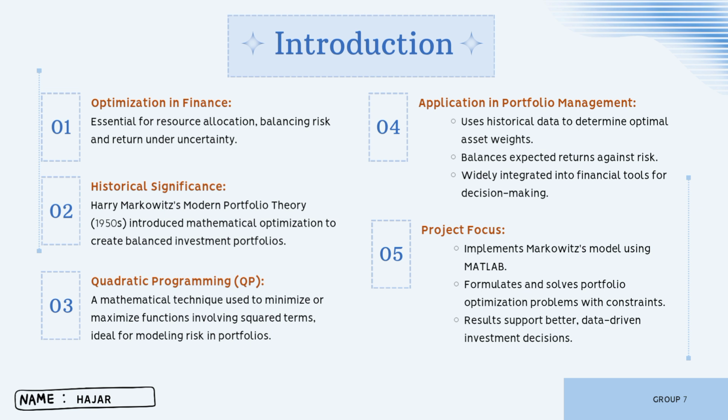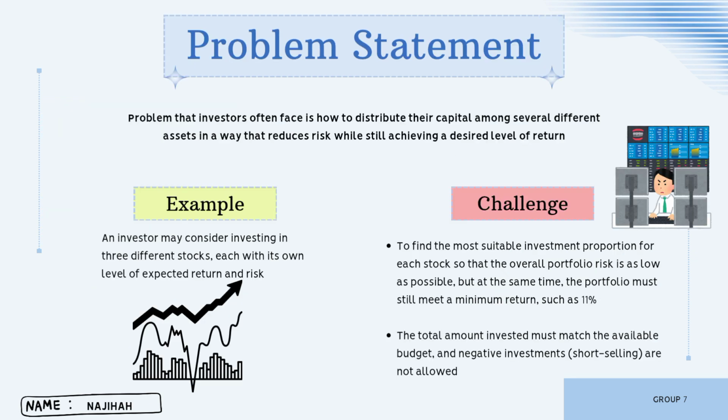We formulate and solve portfolio optimization problems with specific constraints, such as budget limits or restrictions on negative investment. So the results demonstrate that quadratic programming provides more efficient, data-driven investment strategies, ultimately improving decision-making and portfolio performance. Okay, now let me start by explaining the problem we are addressing.